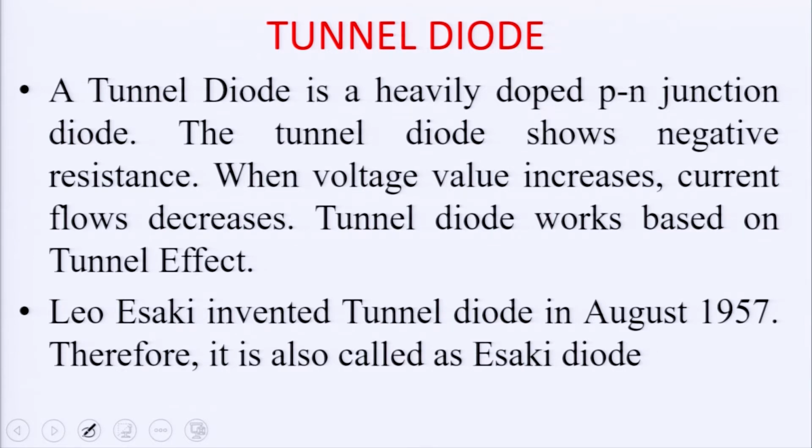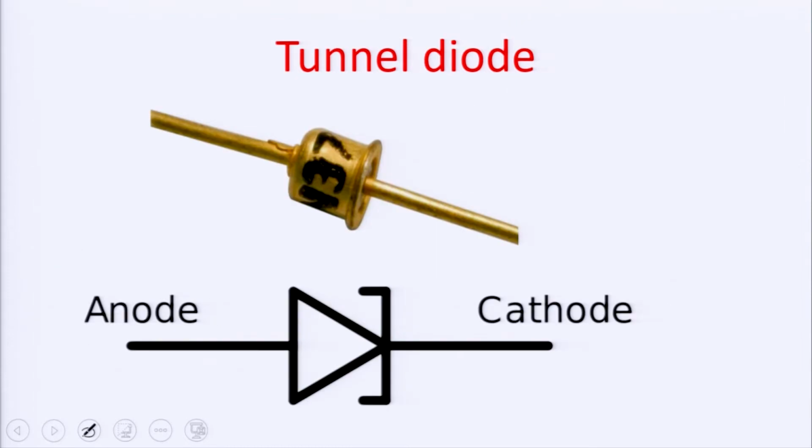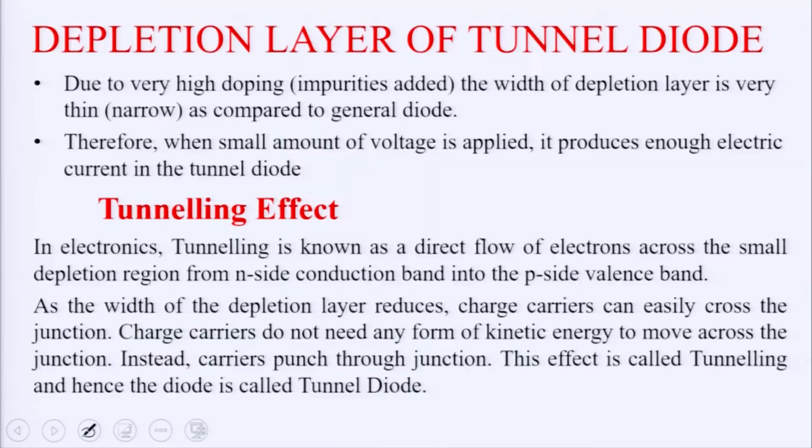Now, Leo Esaki invented this diode in 1957. That is why this diode is also known as the Esaki diode. This is the symbol of the tunnel diode, and this is the physical form of the tunnel diode, which is available maybe in your college laboratories.